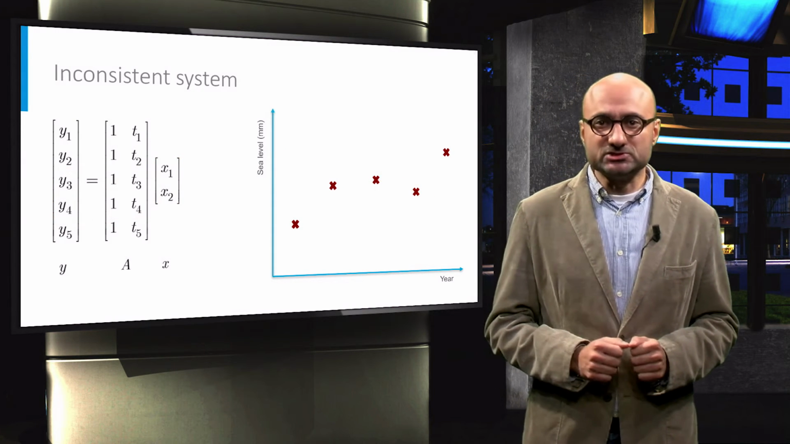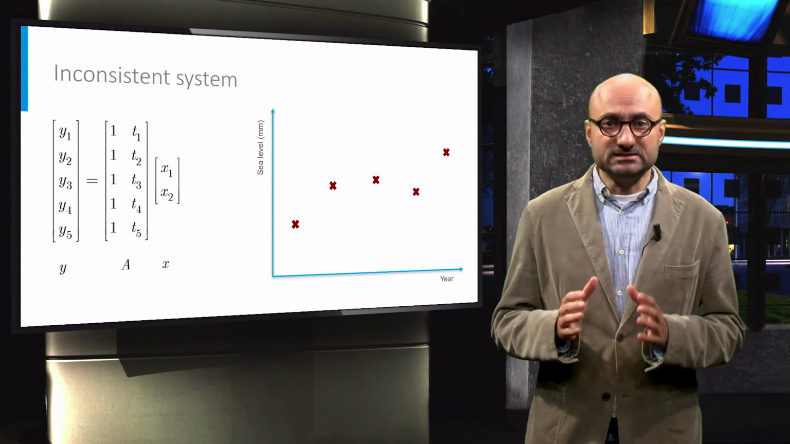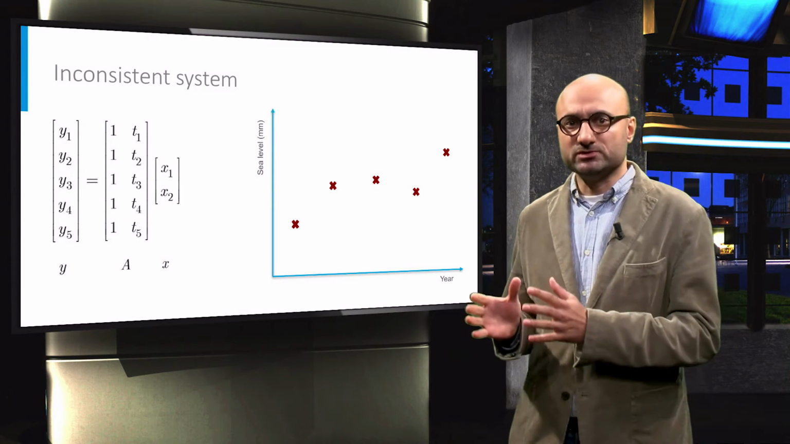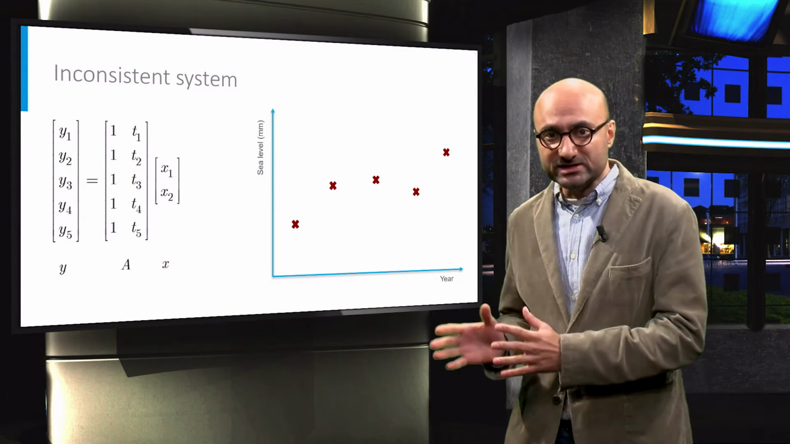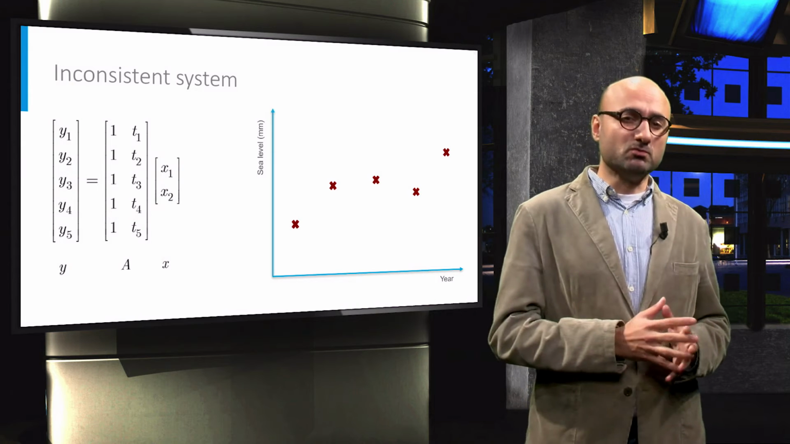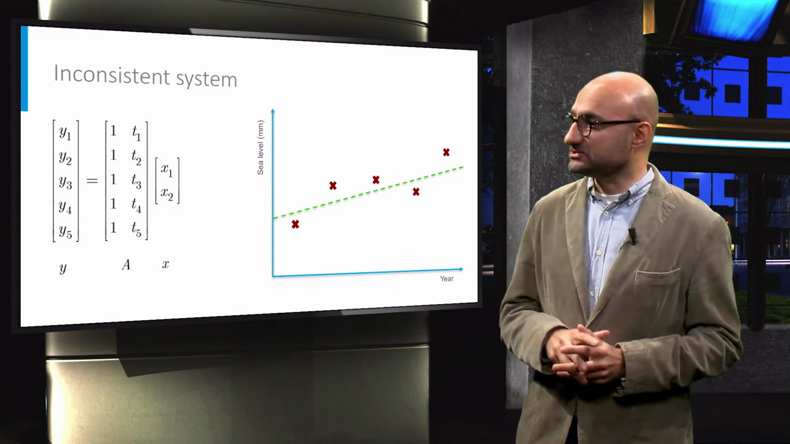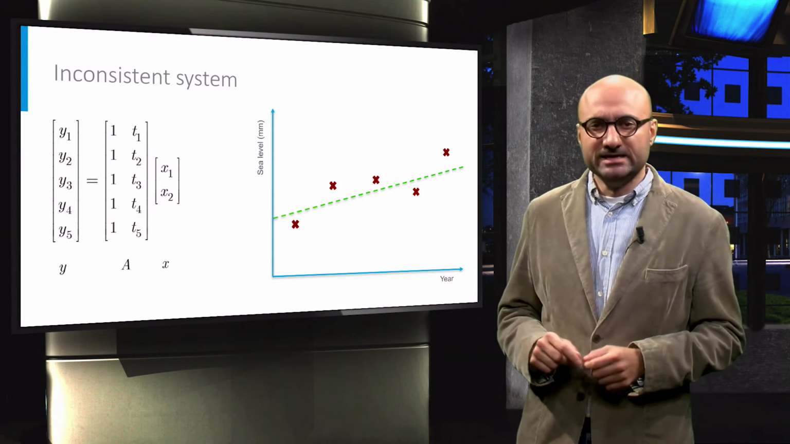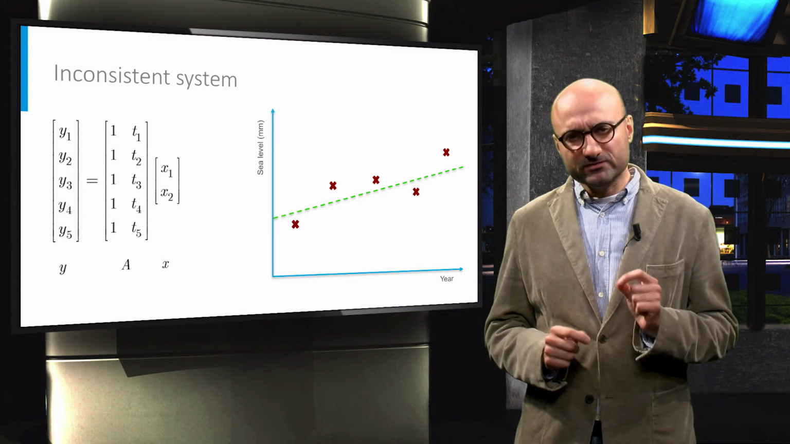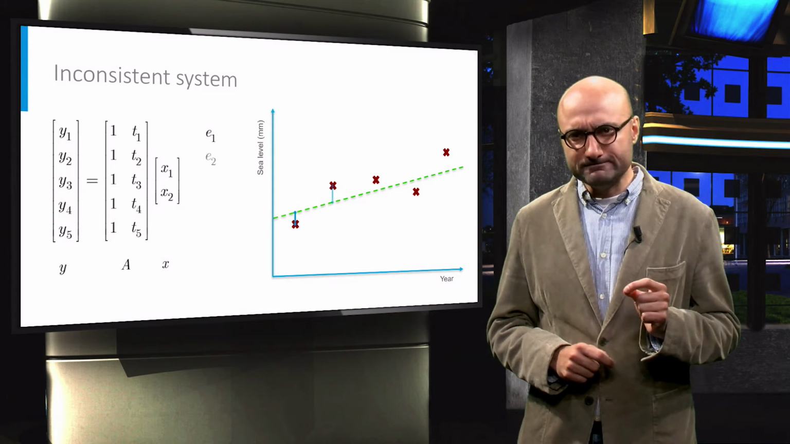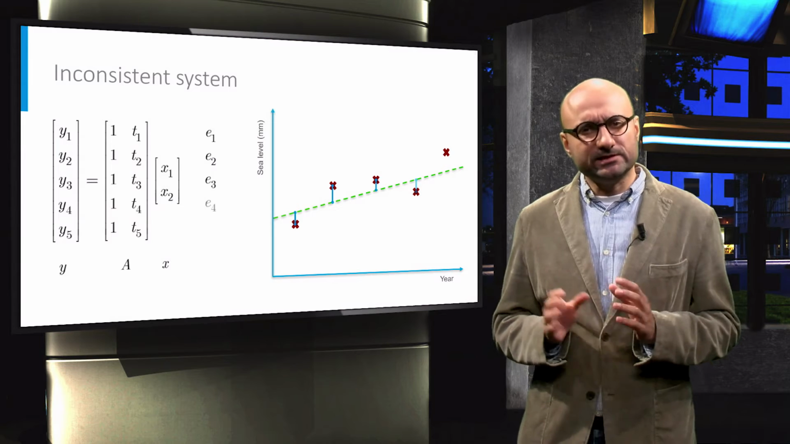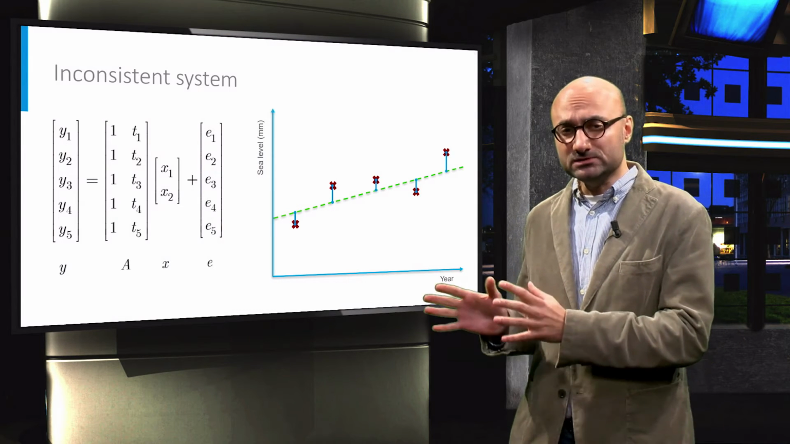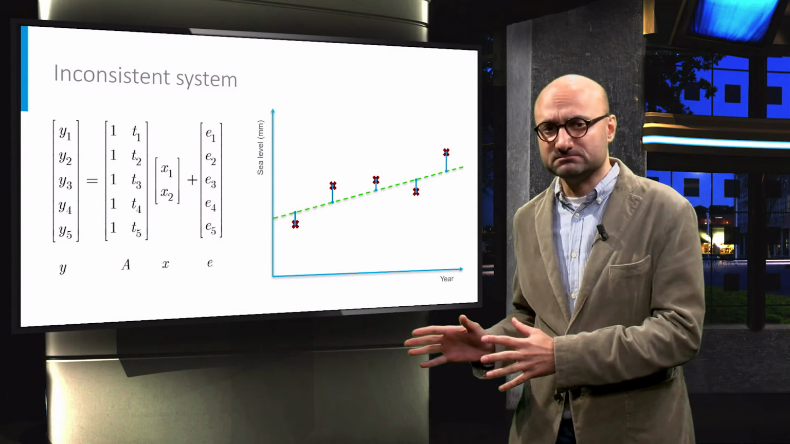As we saw, the source of this inconsistency is the errors in the measurements or the deviation in observations with respect to the assumed model. In this case, this is a straight line. If we express the error in every observation by variable e, then we can add the errors to this plot and also to the system of equations.